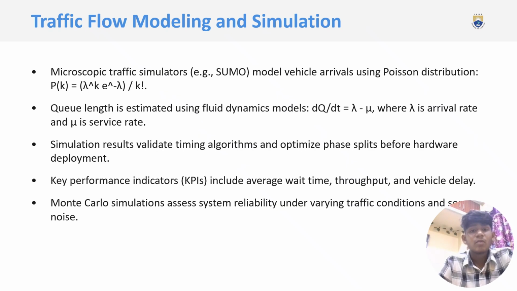Traffic flow modeling and simulation. Simulation results validate timing algorithms and optimize phase bits before hardware development. Queue length is estimated using fluid dynamic models, where dq by dt is equal to lambda minus mu, where lambda is the arrival rate and mu is the service rate.